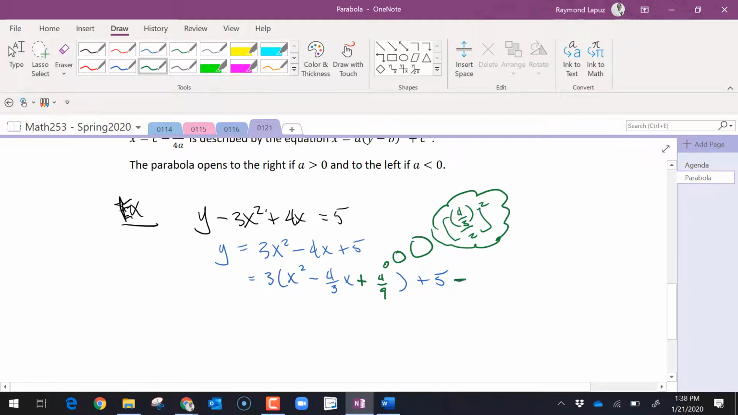Well, you don't exactly subtract 4/9, because you're not just adding 4/9, you're adding 3 times 4/9. So you have to subtract 3 times 4/9 as well. Okay. I think that's good.